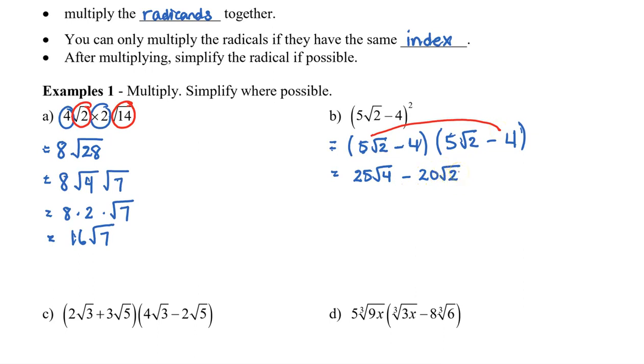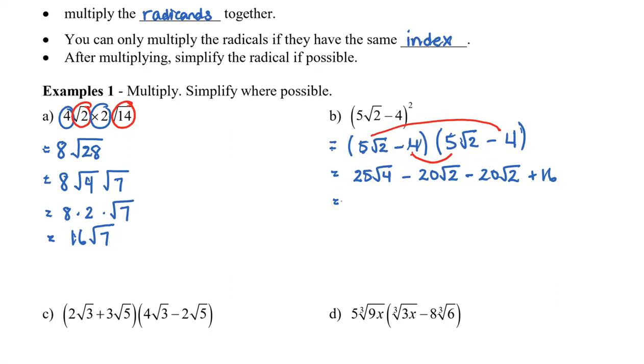So we can think of this as 4 is a coefficient, and then the radical would be 1. Okay, then we're going to multiply the inside. So negative 4 times 5 root 2. That's going to give us another negative 20 root 2. And then lastly, we're going to go negative 4 times negative 4, and that will give us positive 16.